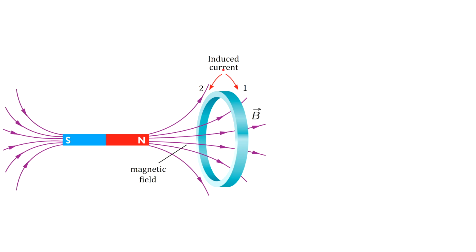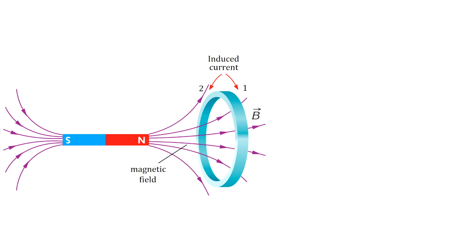We have two options. The current could go in the clockwise direction, that's given by the number 1. Or it could go in the counterclockwise direction, that's given by the number 2. So which of these two do you think the current will actually go with and why? And let's discuss each direction one by one.